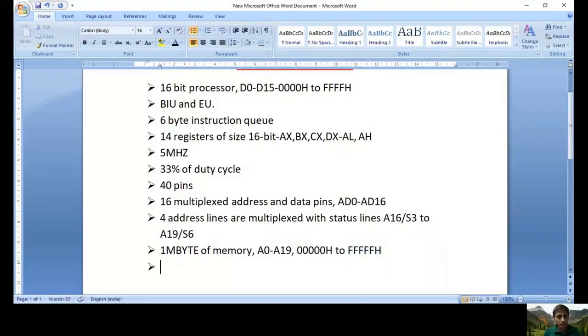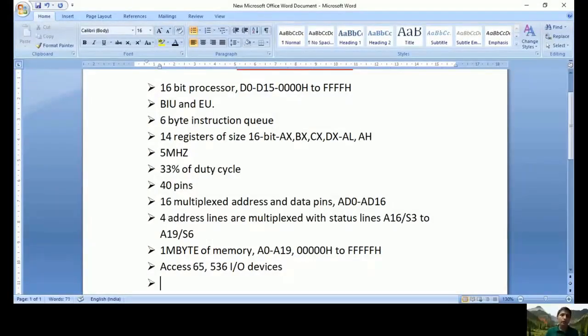Then again, the 8086 can access 2 power 16 IO devices. 2 power 16 means 65,536. So it can communicate with 65,536 IO devices. One processor can communicate with this many IO devices. What does IO mean? Input device, output device, like that. Maybe 8255, maybe 8257, some other ICs. Those ICs also communicate with the processor. A maximum of 65,536 IO devices can communicate with one processor.